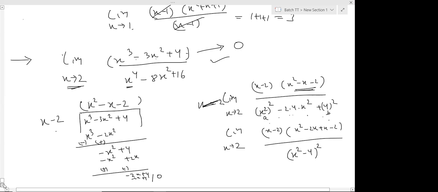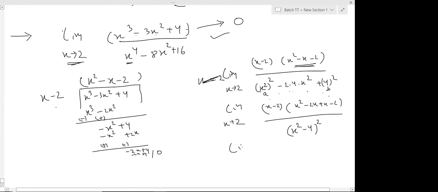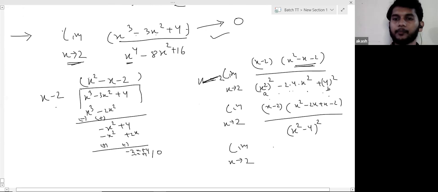So limit x tending to 2, (x minus 2), taking x common here, (x minus 2) plus 1 common here, (x minus 2). This again I can write as (x minus 2) times (x plus 2) whole square.